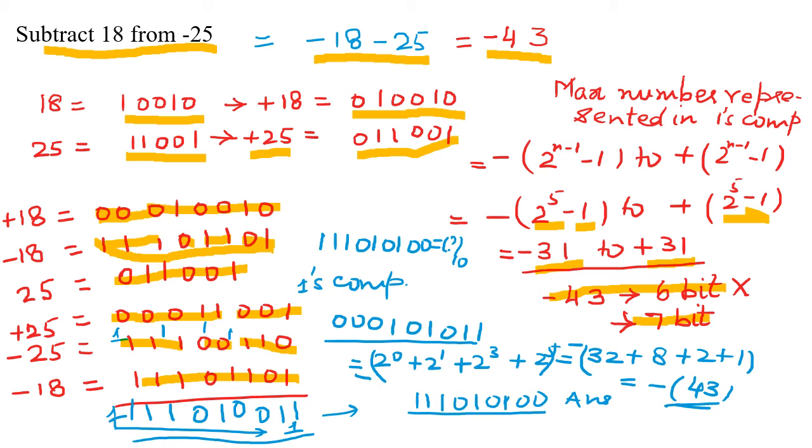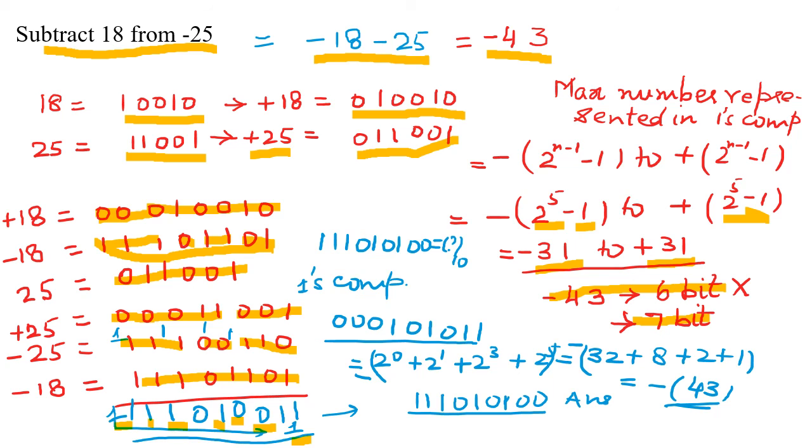0 plus 1 is 1. 1 plus 1, 1 plus 0 is 1. Again 1 plus 1 is 0, with carry 1. 1 plus 1 is 0, with carry 1. 1 plus 0 is 1. 1 plus 1 is 0, with carry 1. Then 3 ones give 1, with carry 1. Again 3 ones give 1, with carry 1. Add this end-around carry to the final answer, and so this is equivalent to 11010100.